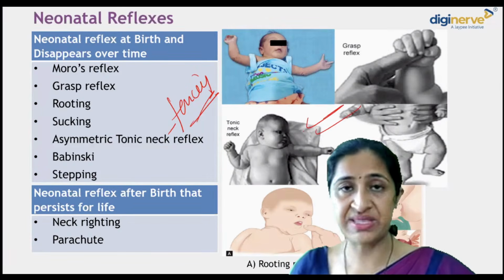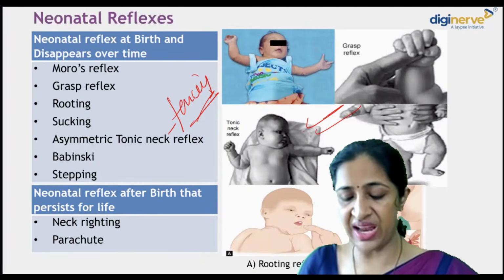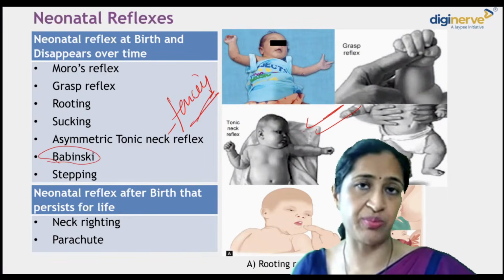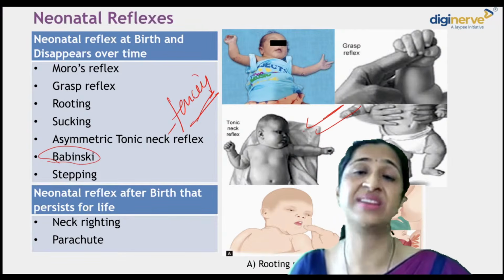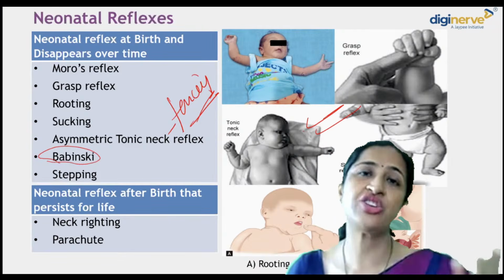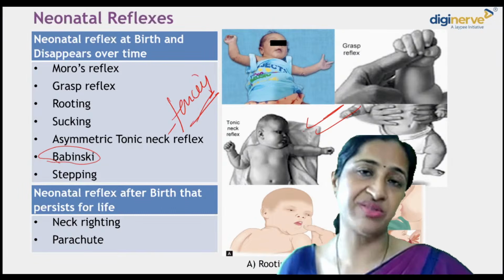Babinski's reflex. I don't think it was there in books, so I put it, but it is an abnormal sign. It's extensor plantar. Physiologically, extensor plantar occurs because of lack of myelination.